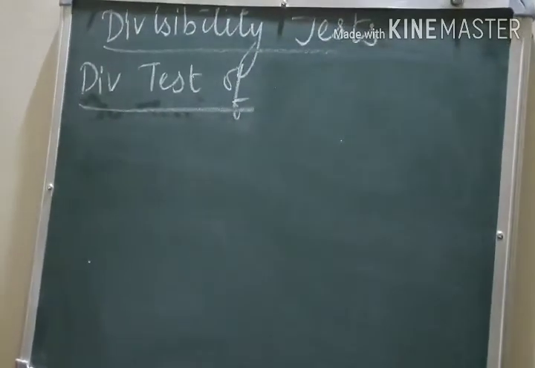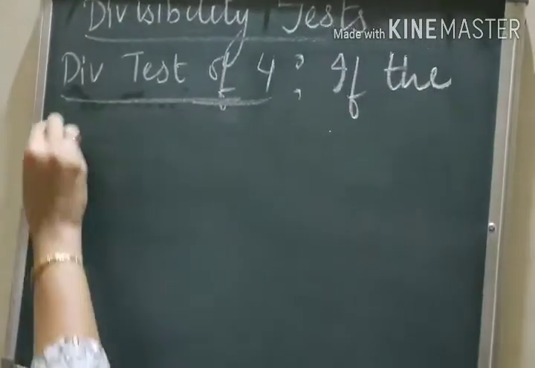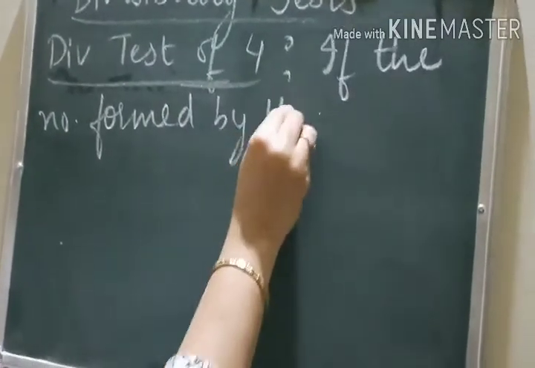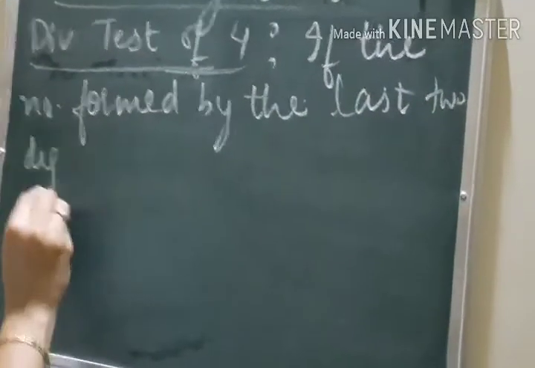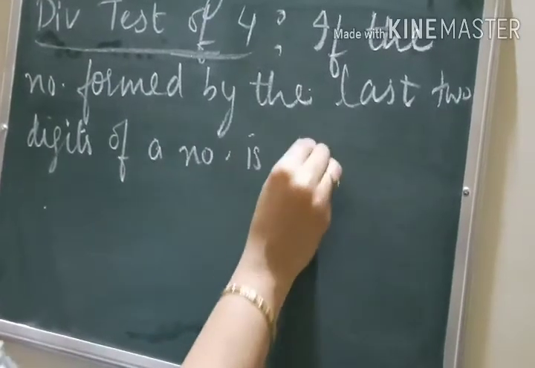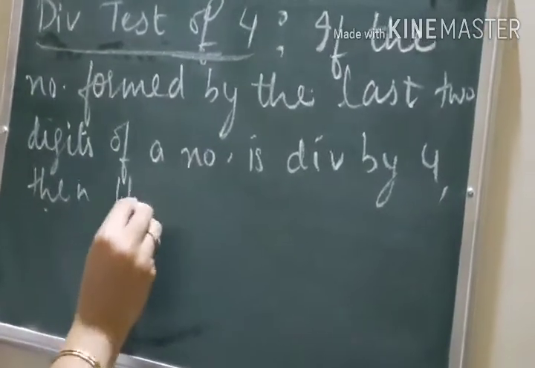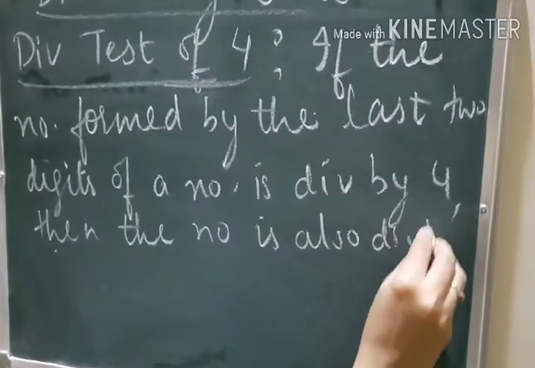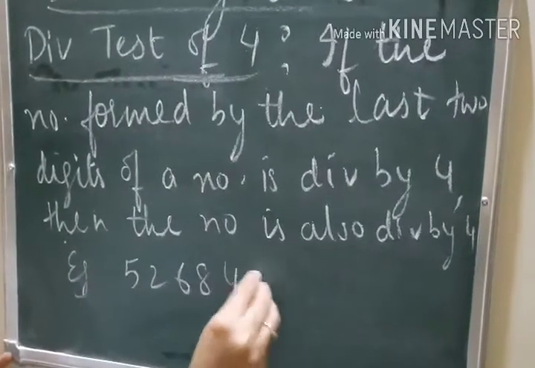Next is divisibility test of 4. The divisibility test of 4, what is it? If the number formed by the last 2 digits of a number is divisible by 4, then the number is also divisible by 4. For example, I have taken the number 5, 2, 6, 8, 4, 2, 8.